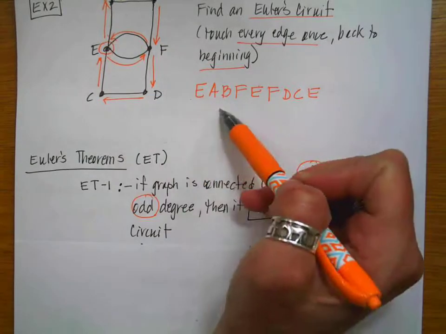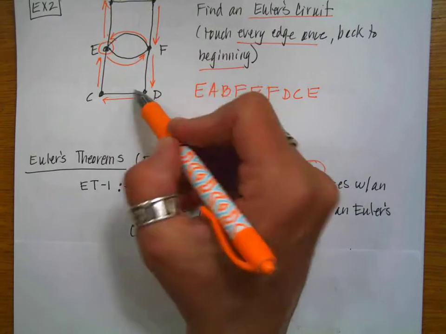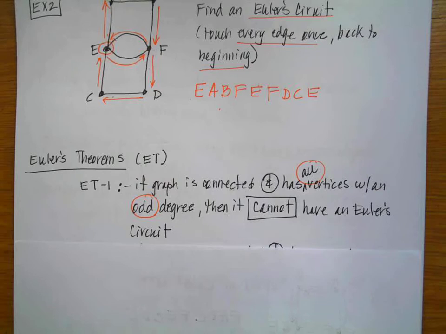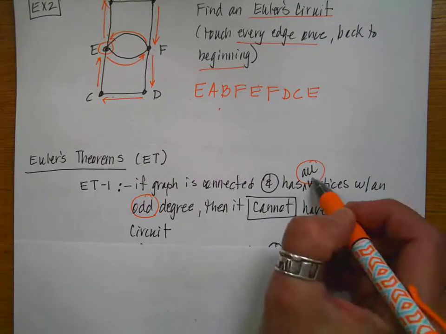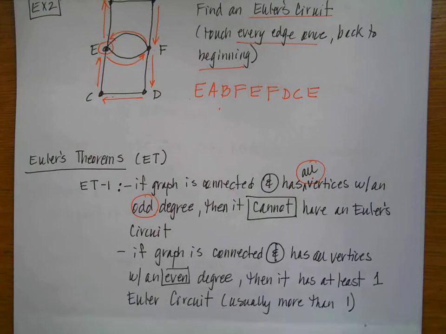So let's look at this one. We were able to find an Euler circuit, but this one is even, this one is even, even, and even. These two are the only two that are odd, therefore it wasn't all, so that meant that we could find an Euler circuit.